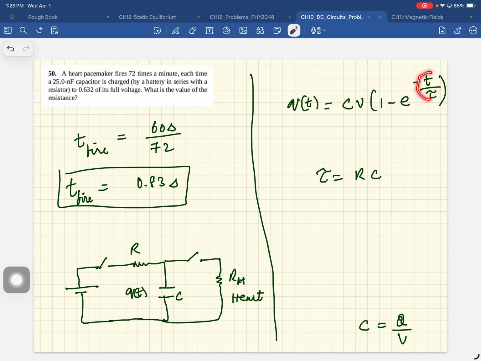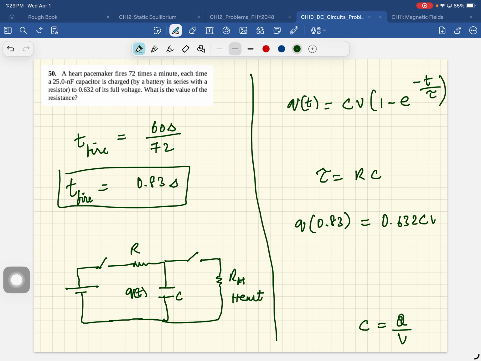So when t equals infinity, this term would be 0. That would be the full charge of the capacitor. So they're telling you that at this time, when it fires, it has 0.632 times its full voltage or full charge. Full voltage and full charge are related. So at t equal to 0.83 seconds, it has 0.632 times the full charge. C is the capacitance, V is the voltage of the battery.